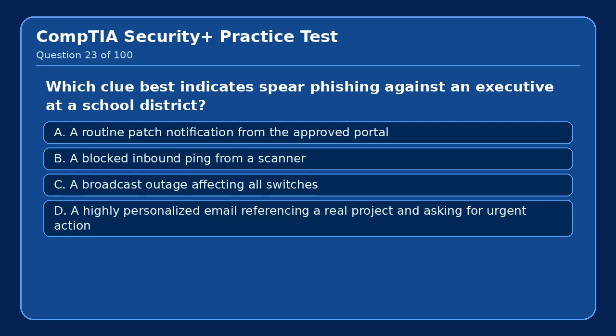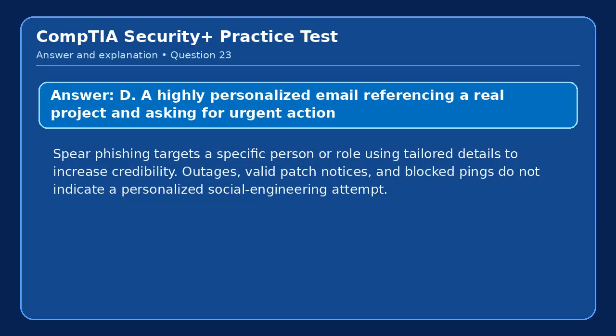Question 24. During a phone call, an attacker claims to be at support and asks a user at a logistics company for an MFA code. Which term fits best? A. Smishing. B. DNS tunneling. C. Vishing. D. Pretexting through USB. Take a moment to choose your answer.